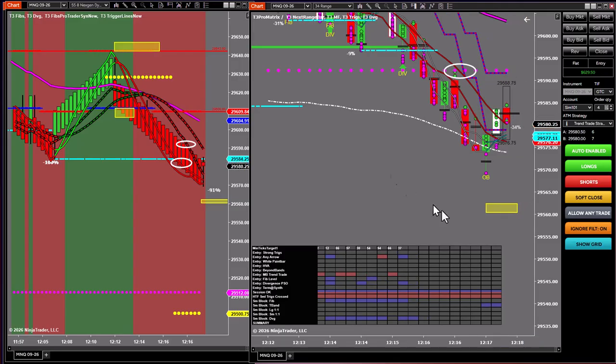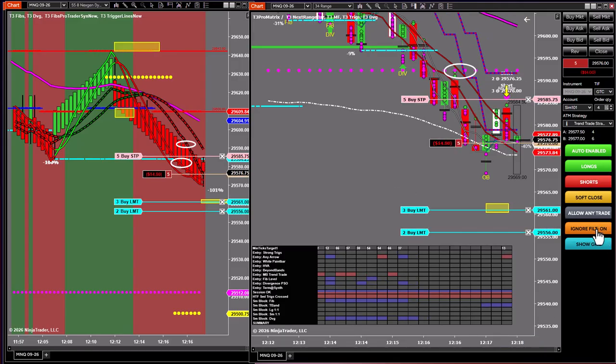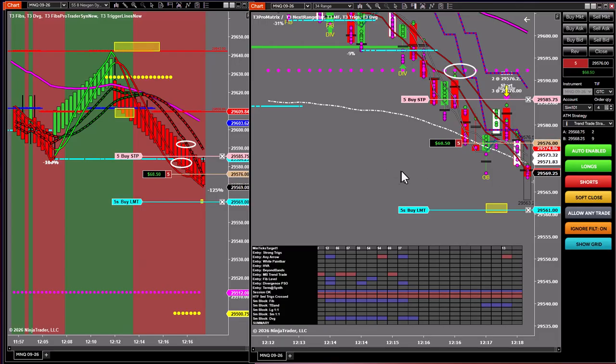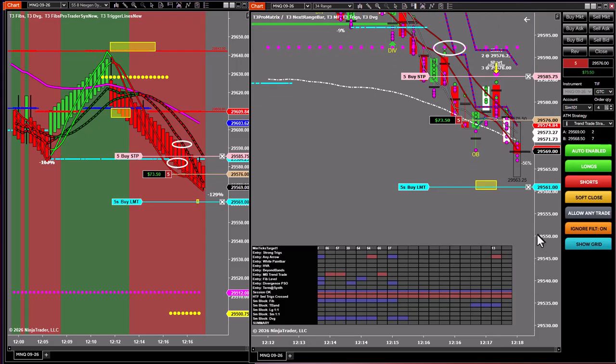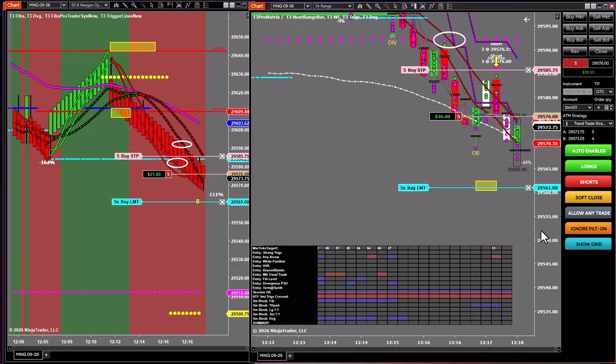I'm going to put on ignore filter. Now, maybe it gets me for that, maybe it doesn't. We'll find out if it's a smart decision or not. The nice thing is if we hit the outer band and do get rejected, it'll take us out of our trade. If not, the fibs on the other chart are at 60. So I figured let it go and let's see what happens.